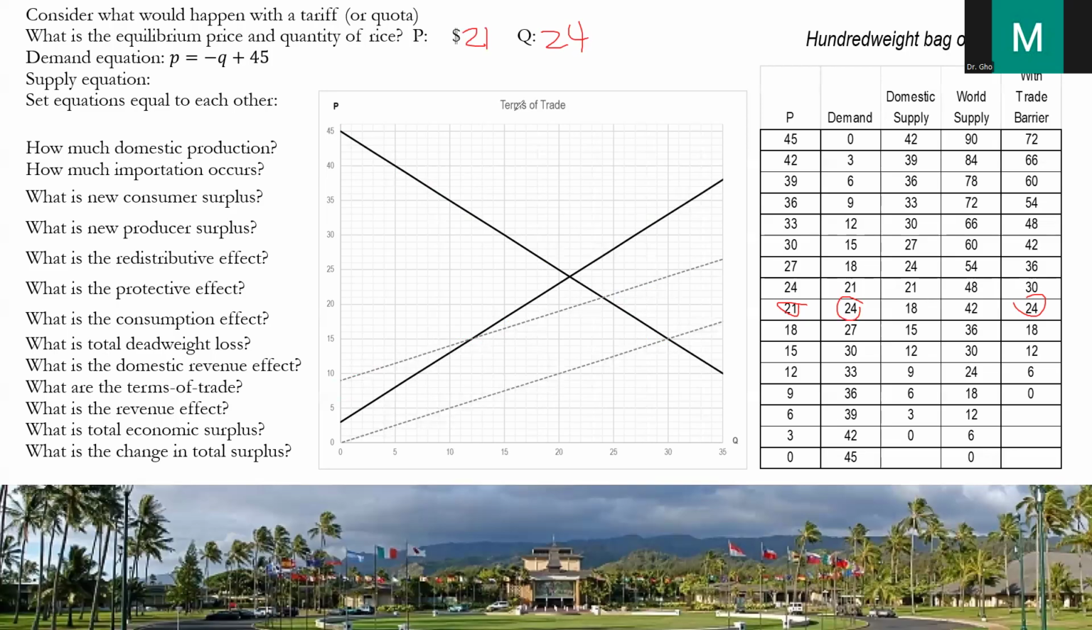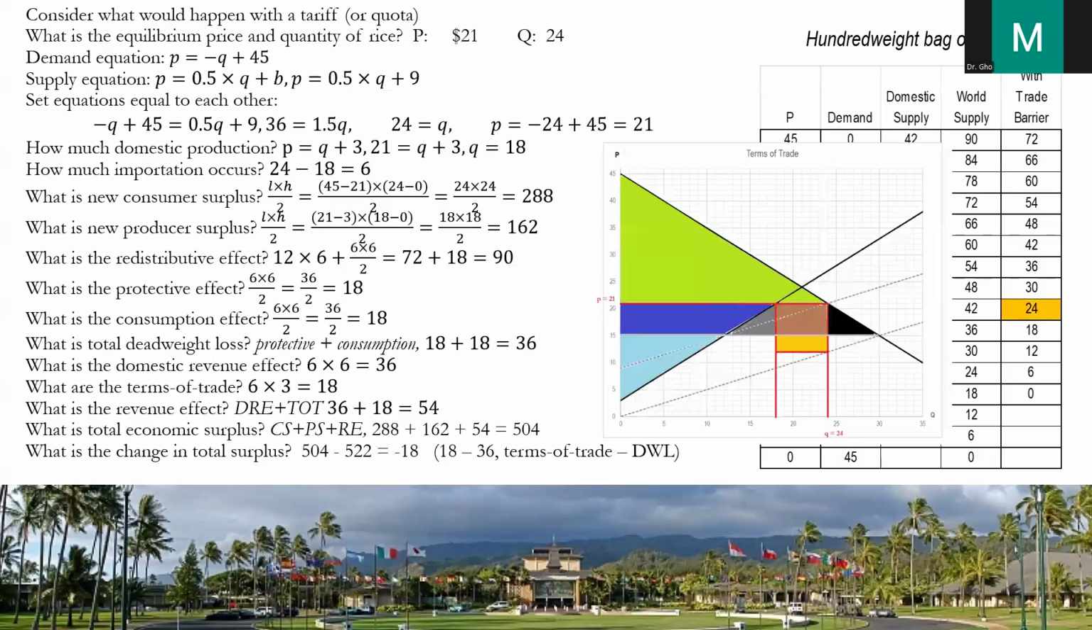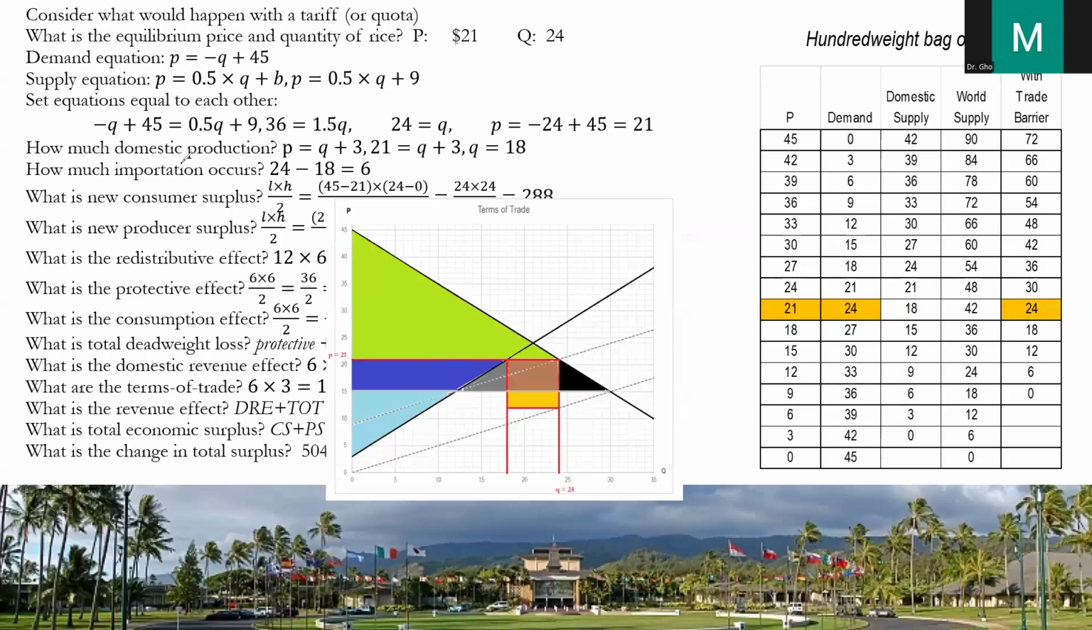And then let's start calculating things. Let me grab this over here. So we have the schedule. The demand curve hasn't changed at all. We have this new supply curve, which is 9 units higher. We have the same slope as before. You set them equal to each other and we'll get the same thing like we did with the schedule.